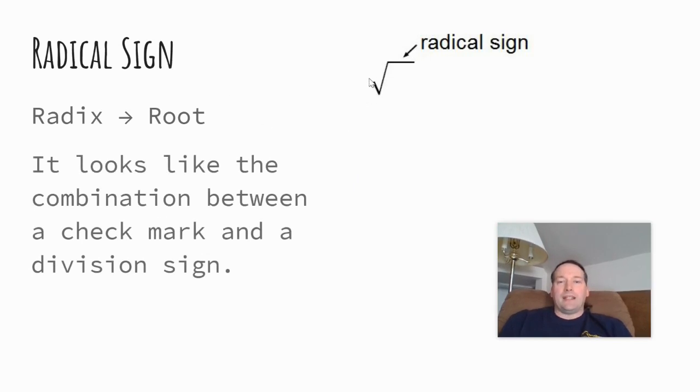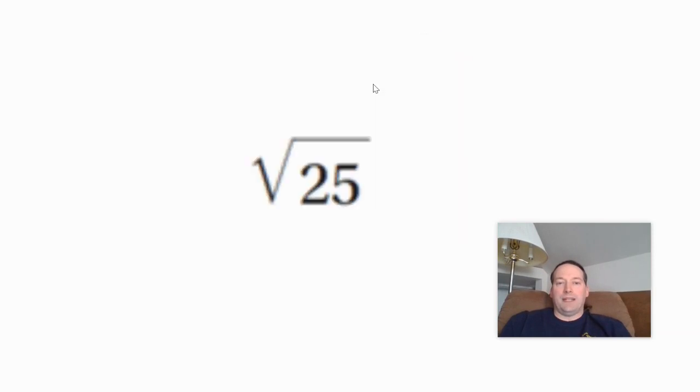So basically, it looks like the combination of a check mark with a division sign. Okay, so the difference between a division sign and a radical sign is we have this little check part right here. Now, this little part coming down here, you don't always have to put that. Most people don't, but sometimes you might see that.